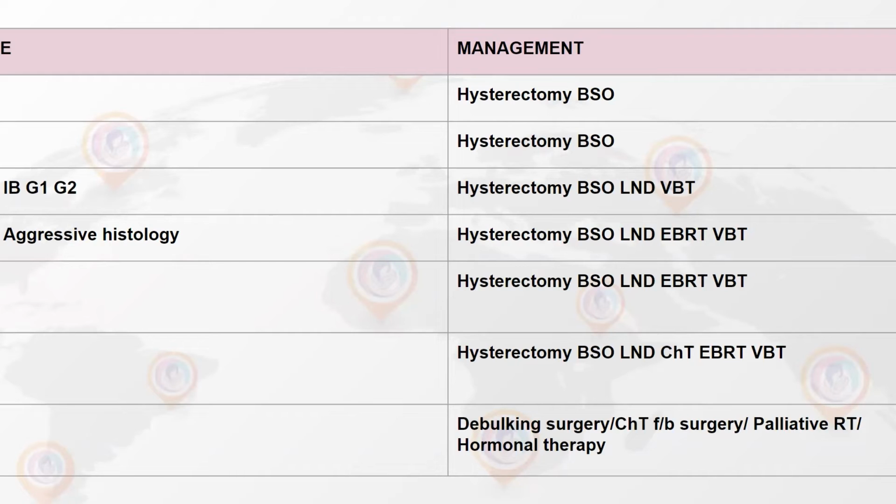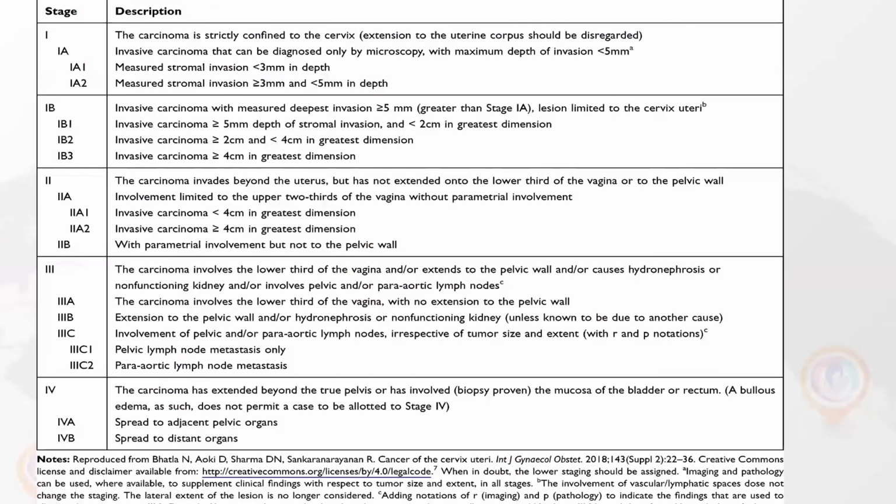Now coming to stage 2, in stage 2 also you have to go for a lymphadenectomy as well as EBRT, VBT. Only lymphadenectomy you can omit in cases of stage 1A, grade 1 or grade 2. In stage 3, you have to give chemotherapy along with the EBRT and VBT. And in stage 4, you can go for debulking surgery, or you can go for chemotherapy followed by surgery, as in case of ovarian cancer, or you can go for a palliative treatment, palliative radiation, or hormonal therapy.